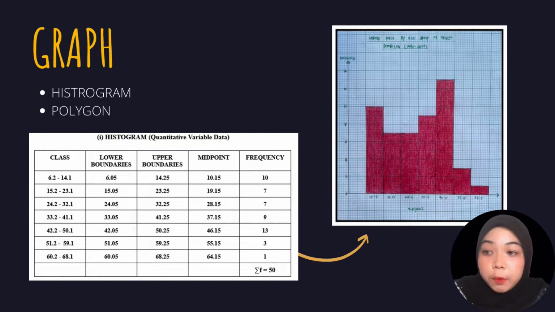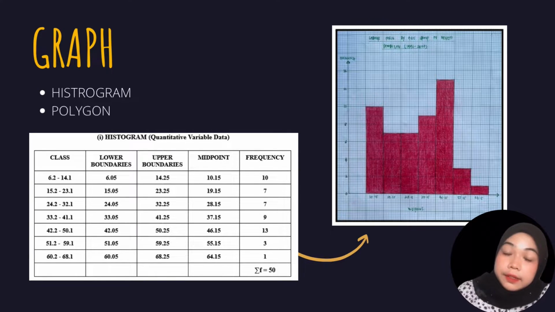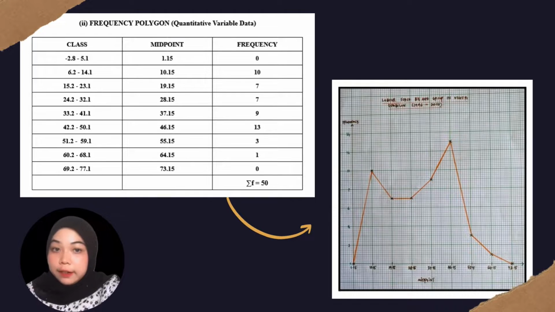Okay, there are important things in the histogram graph. The first one is the horizontal scale, the second one is the vertical scale, and the third one is that the bars need to be consecutive, whereby they need to touch each other. For my graph, I am using the midpoint as the horizontal scale of the histogram, and as you can see, this is the result. Next, I would like to explain about the frequency polygon.